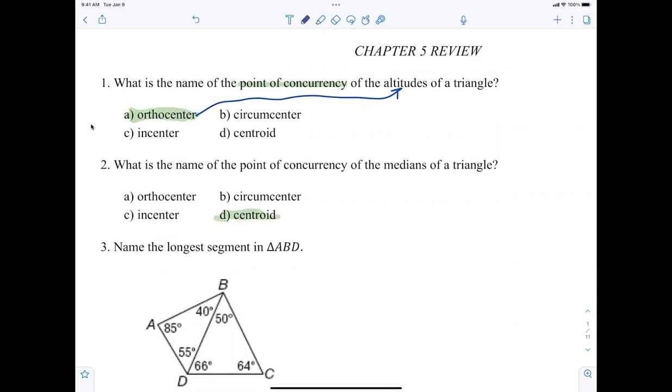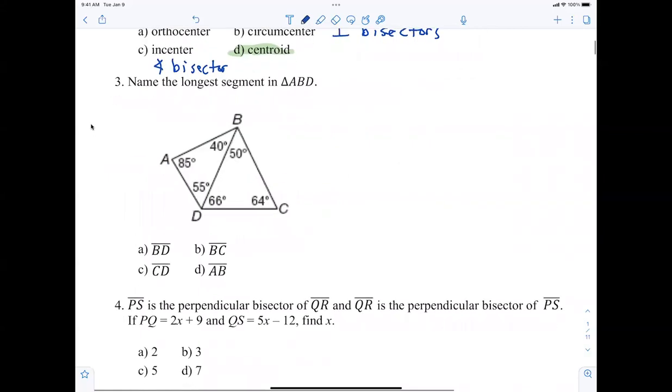All right, circumcenter was the perpendicular bisectors. And the incenter was the angle bisector. Everybody happy with that? All right, let's check out number 3.